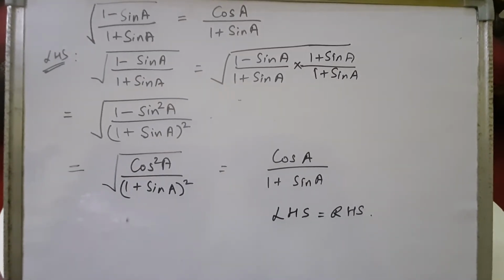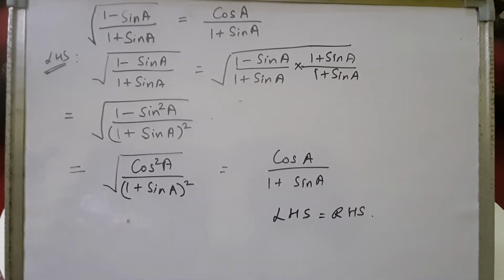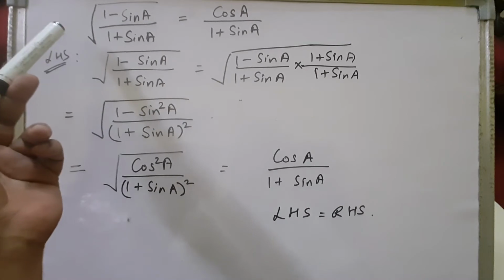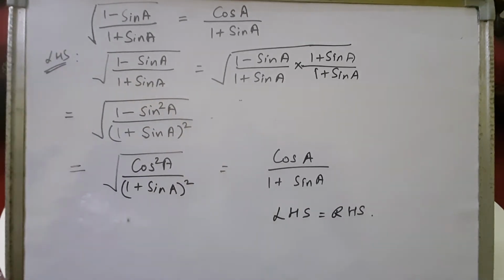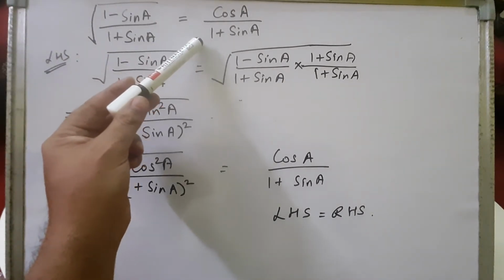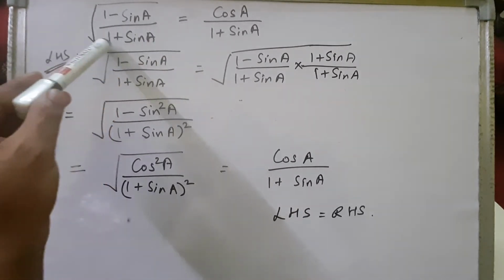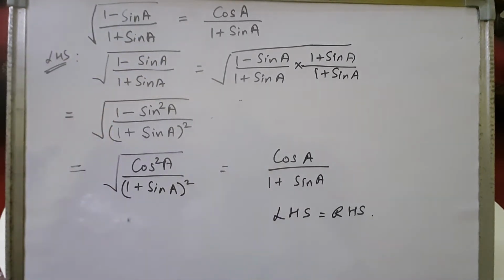Let's see another sum children. In this sum we have to prove that under root 1 minus sin A upon 1 plus sin A is equal to cos A upon 1 plus sin A. Again the procedure is same. We will pick up left hand side and try to prove right hand side, right? Now if you see children, in right hand side we are getting 1 plus sin A in the denominator, and in left hand side we have 1 plus sin A. That means we have to maintain this 1 plus sin A.